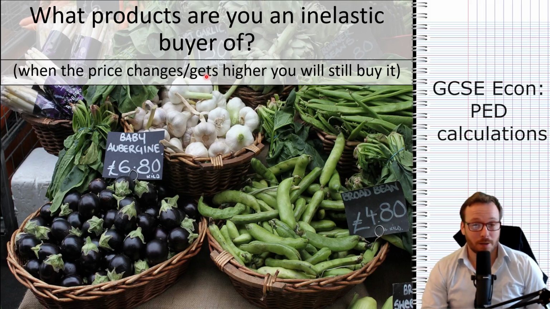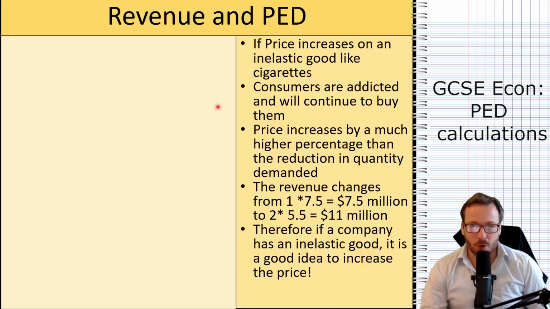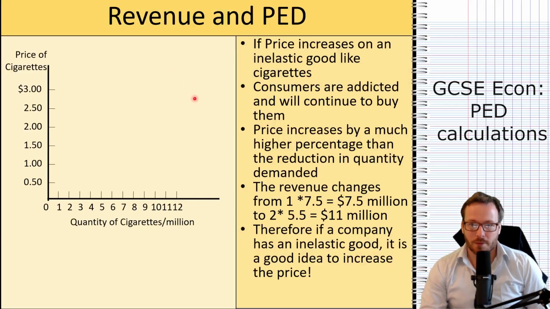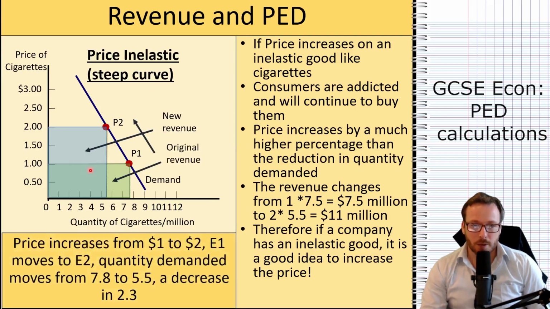Absolutely an inelastic buyer of those. Moving forwards, we have to quickly look at how revenue works here. So basically revenue equals price times quantity. So if we look at price 1 here, we know this company is selling cigarettes at $1, and the amount they've sold is around 7.5 million. So the money they get in their bank account is 7.5 million times $1.